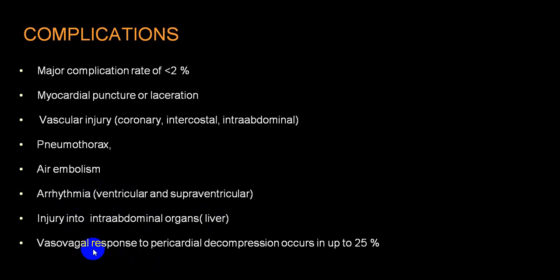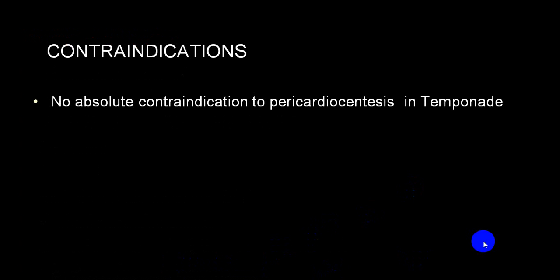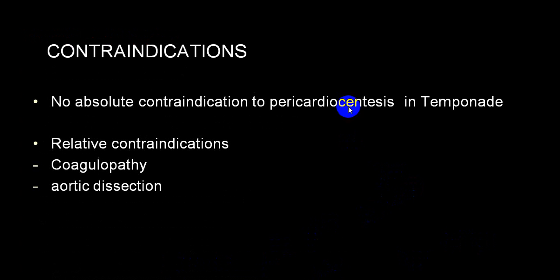A person can develop vasovagal shock due to pericardial decompression. So vasovagal response can be there in a good number of people when there is a sudden decompression. And you may fail to relieve loculated effusion in case of acute hemopericardium. Contraindication: actually there is no contraindication for pericardiocentesis in tamponade. But if a person has coagulopathy, you will have to be very, very careful. And if it is due to aortic dissection, dangerous one.